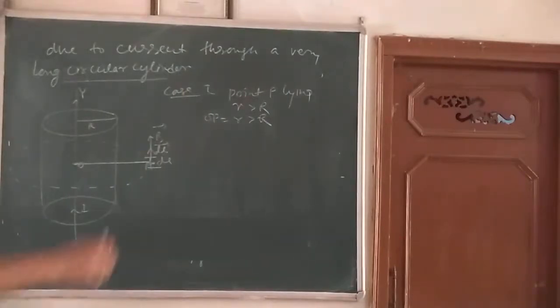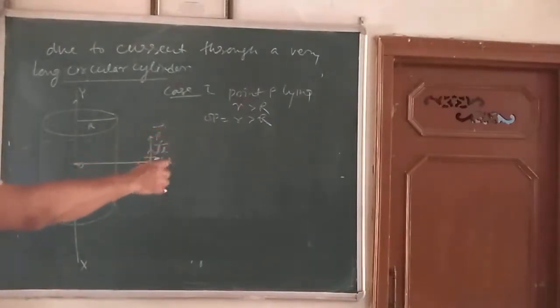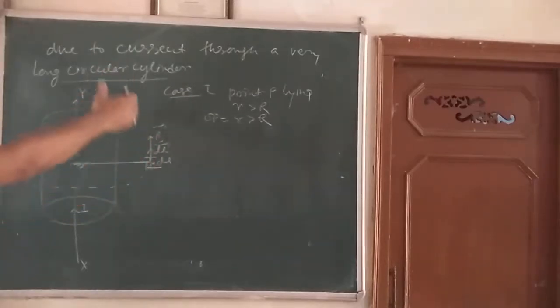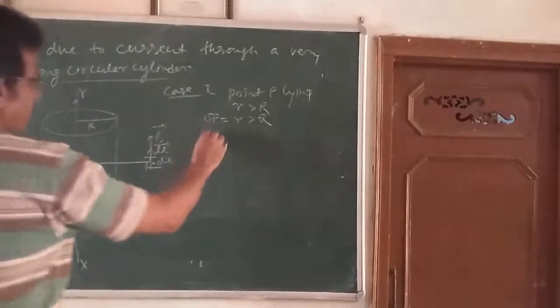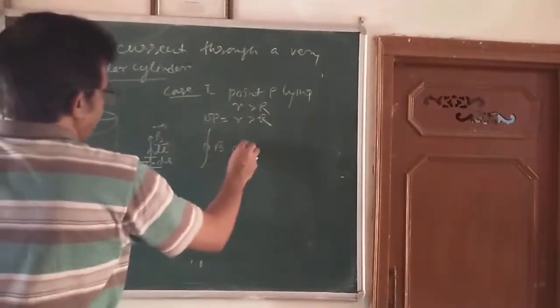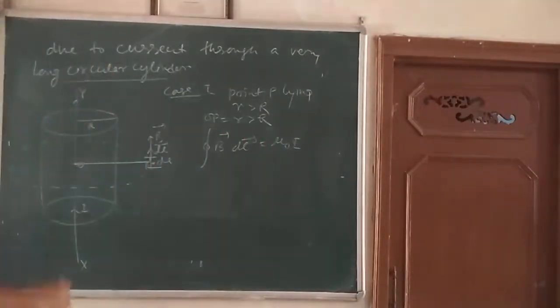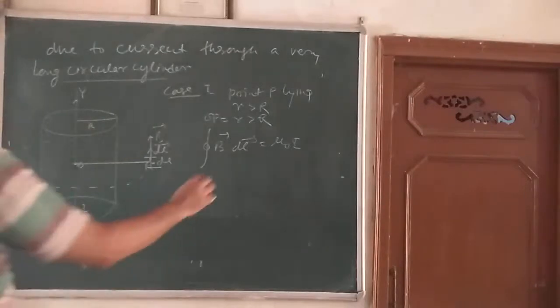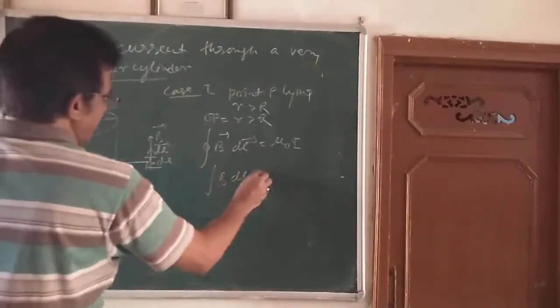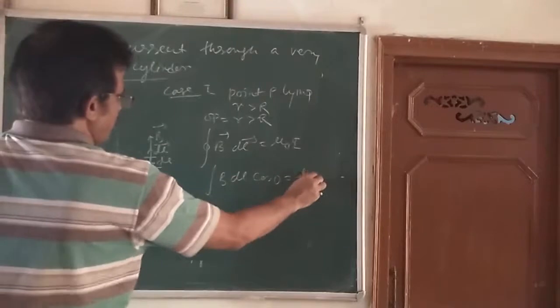So according to Ampere's circuital law, the magnetic field at P is acting tangential to the magnetic lines of force at P, directed into the paper. So B and dl are acting in the same direction. According to Ampere's circuital law, I can write integral B dot dl is equal to mu naught I. Angle between B and dl is 0. I can write B dl cos 0 is equal to mu naught I.